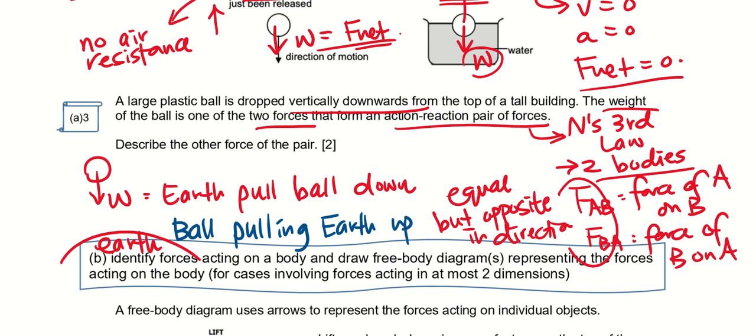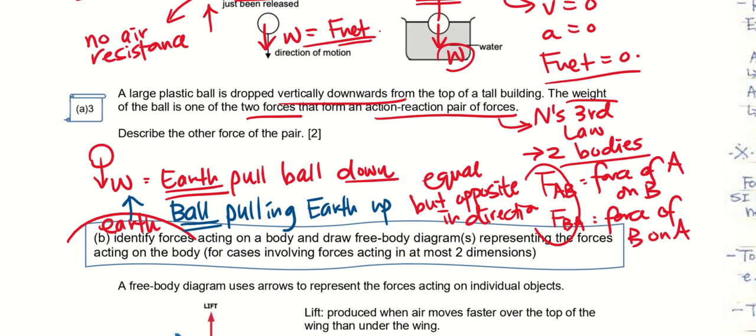Okay, Earth pulls the ball down, and the ball pulls Earth up. Right, we are talking about different bodies. In the red color, we are saying Earth is forcing the ball, or exerting a force on the ball. What's the direction? It's downwards. Okay, the action-reaction pair will be the ball, which is the other body, actually pulling Earth up. So this is how we describe the other pair, and they must be equal and opposite in direction.